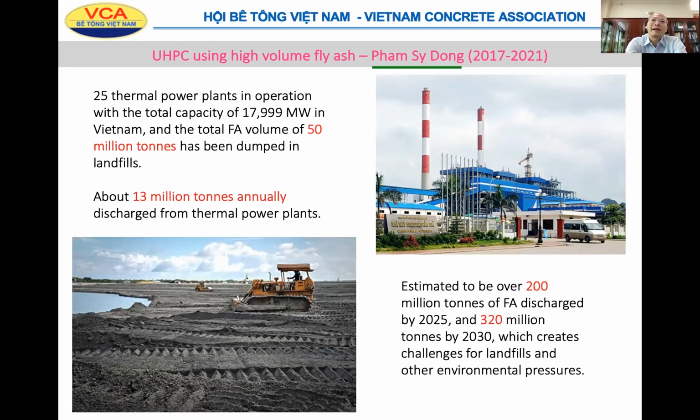And this is really a headache for the management body, that is, how to consume it. And that's why in this research, Dong tries to use as much fly ash as possible for UHPC. And the country estimates that up to 2025 we have 200 million tons of fly ash. By 2030, 10 more years, there will be over 300 million tons of fly ash discharged in Vietnam.